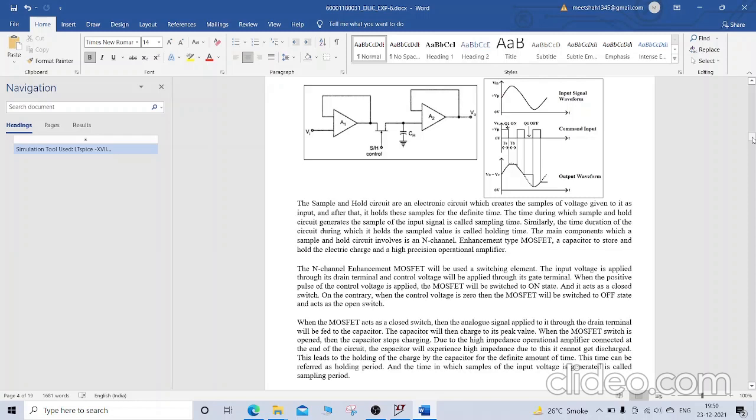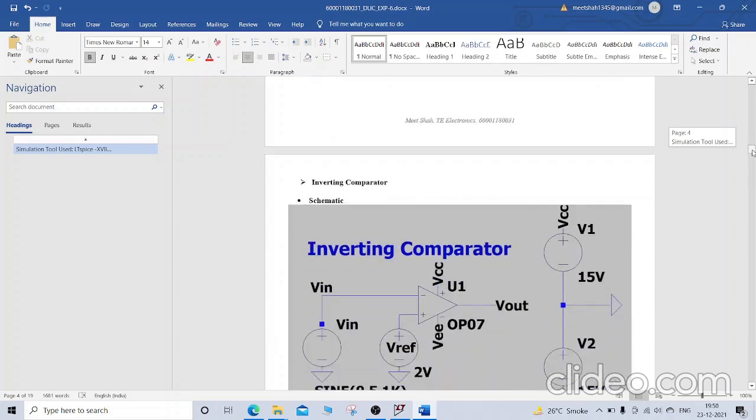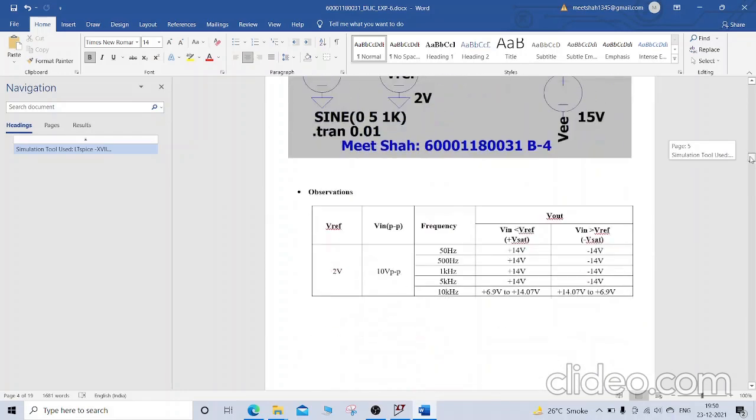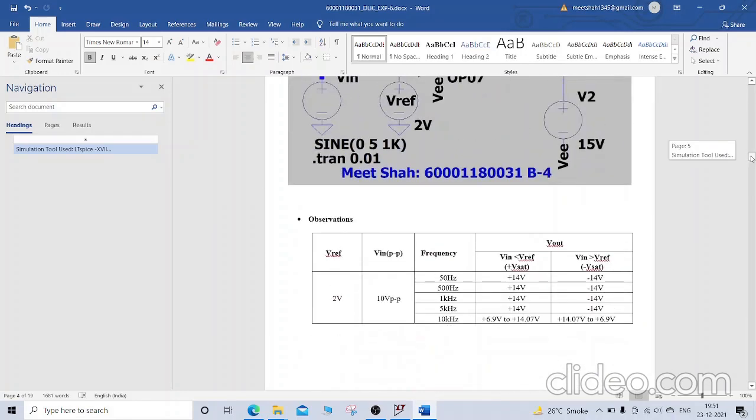The main components involved in a sample and hold circuit are an N-channel enhancement type MOSFET, a capacitor to store and hold electric charge, and a high precision operational amplifier. So we'll first see an inverting comparator with positive Vref. Here we have done it in LT-Spice simulation for different frequencies, and we have found out the values of positive Vsat and negative Vsat.